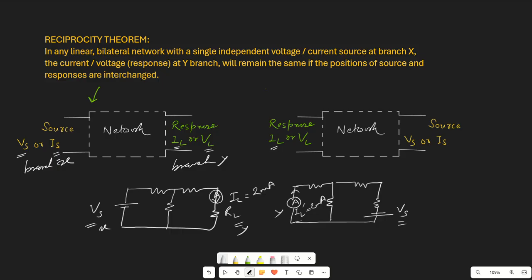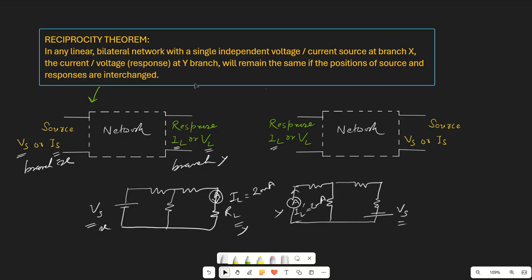So using this, suppose if our circuit is slightly difficult to solve, and it has a single source and satisfying this condition of single independent source only, then what we can do, we can interchange the position of the source and the response. And obviously we will be doing that only if our calculation or the procedure becomes simpler. So this is what reciprocity theorem is.